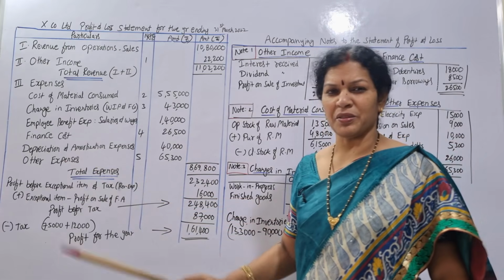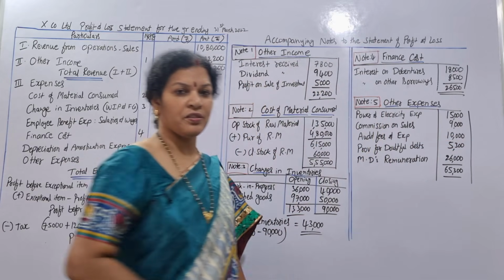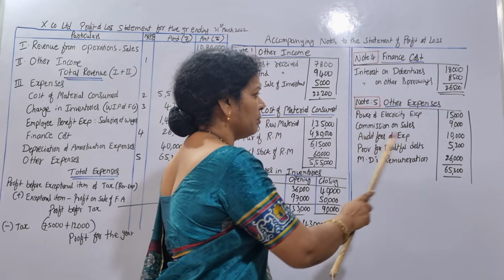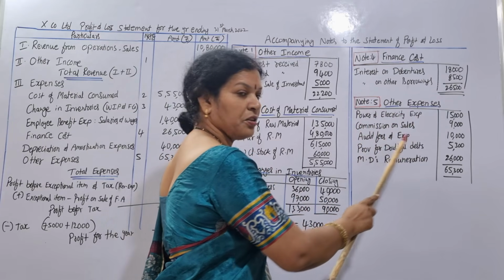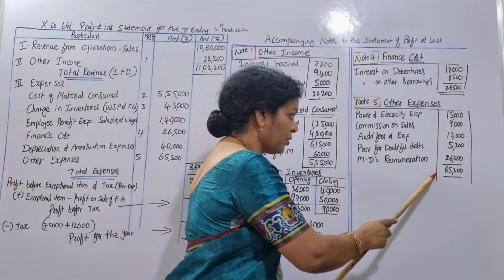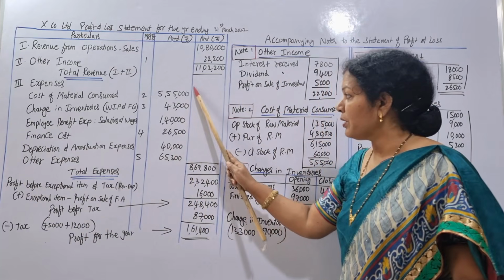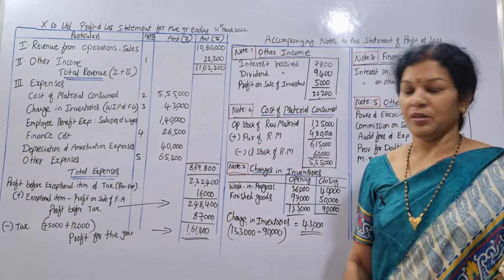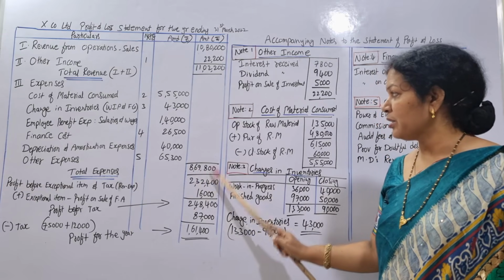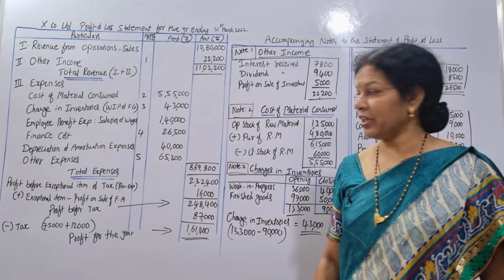The same way other expenses. The rest of the expenses, I am finding all these expenses. What are those expenses? Power and electricity, commission on sales, audit fees, provision on doubtful debts, and managing director's remuneration. So altogether 65,300 I have written here. Now we got the expenses. All these expenses, if you total up, you are getting 8,69,800. So this is total expenses.